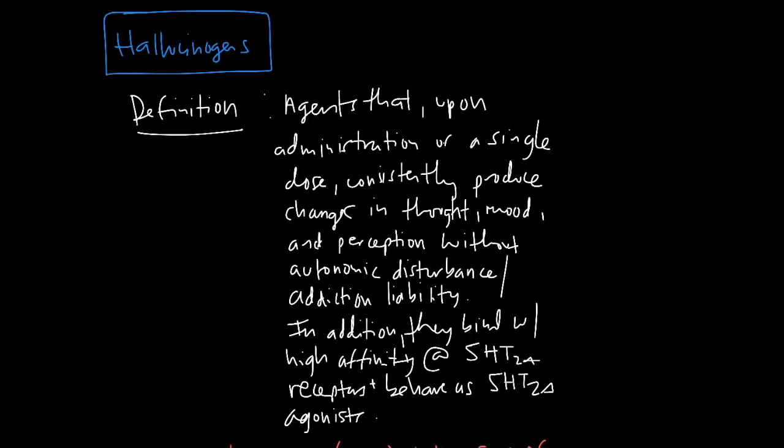Okay, so now we're going to talk about the hallucinogens. The overall definition of hallucinogens is agents that, upon administration of a single dose, consistently produce changes in thought, mood, and perception, without autonomic disturbance or addiction liability. In addition, they bind with high affinity at 5-HT2A receptors and act as 5-HT2A agonists. So key things: they're administered at a single dose, produce changes in thought, mood, and perception, and act as agonists at the 5-HT2A receptors.